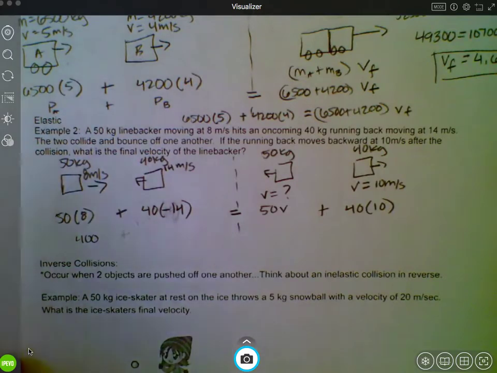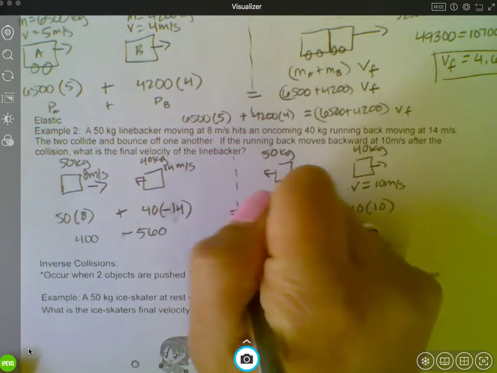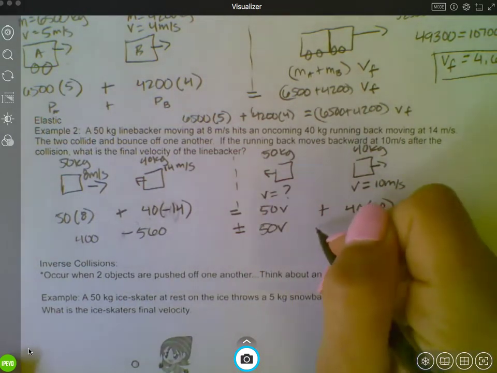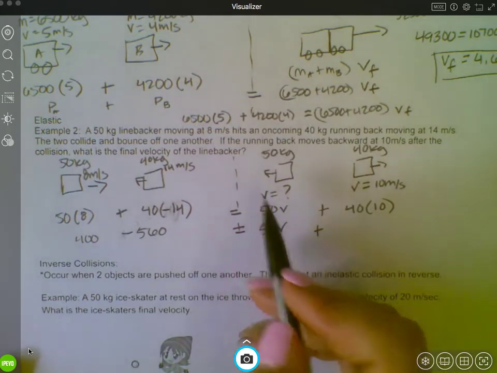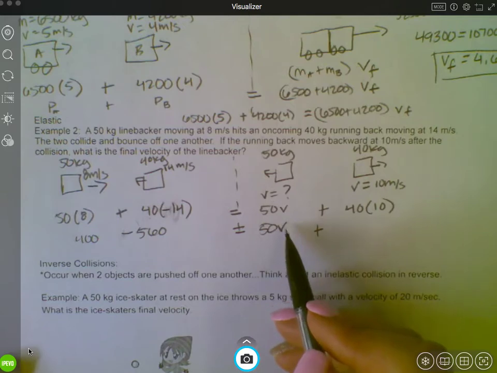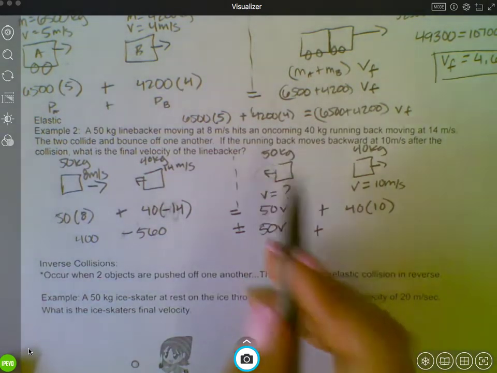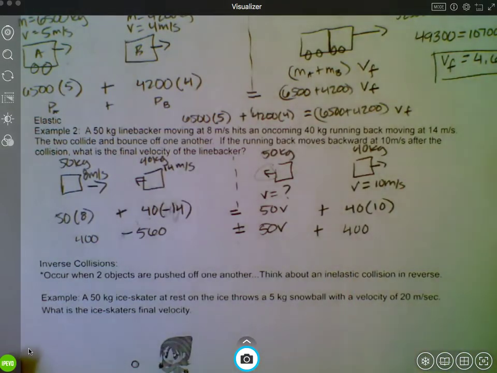40 times negative 14, so minus 560 equals 50V. I'm just solving this underneath, and I'm not going to put a negative sign in. It will come out negative if this guy is moving to the left. So don't put a negative sign in here. Just assume that the problem will give you a negative if he's moving backward. This was just a guess. And then this is 400.